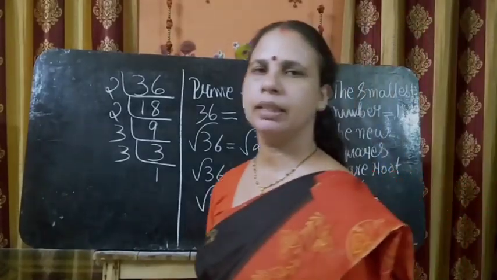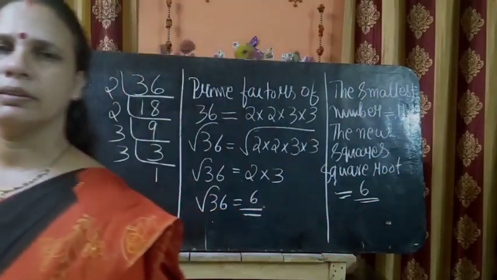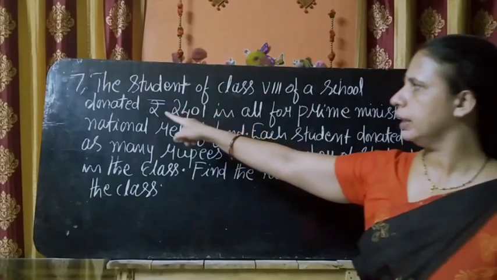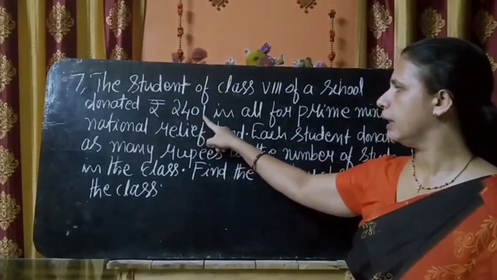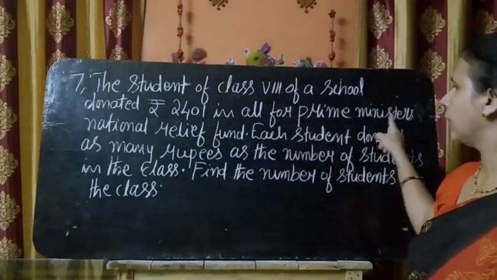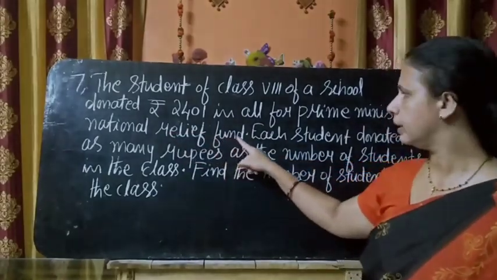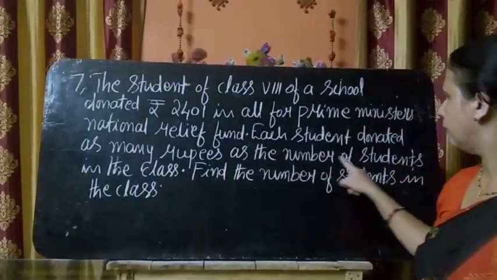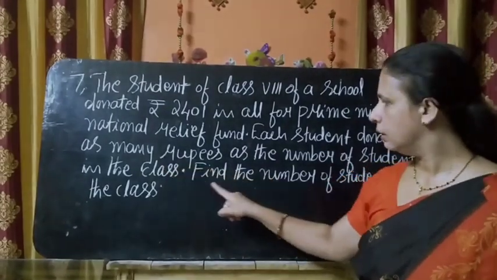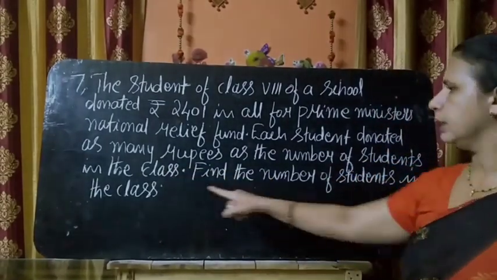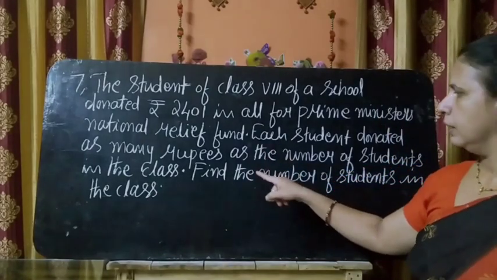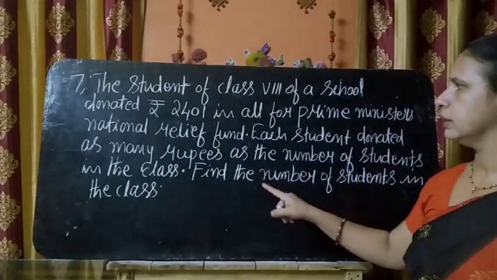Children, take the remaining questions as homework. 7th question is, the students of class 8th of a school donated rupees 2,401 in all for Prime Minister's National Relief Fund. Each student donated as many rupees as the number of students in the class. Find the number of students in the class. Here we have to find out the number of students in the class.